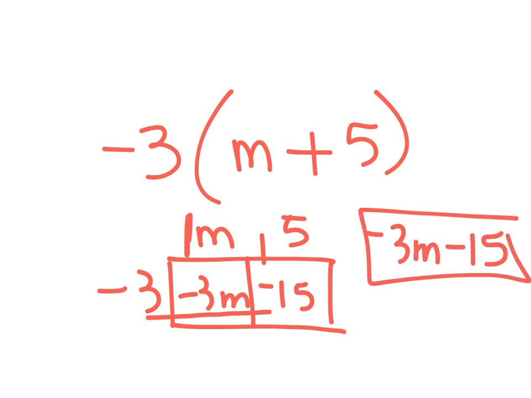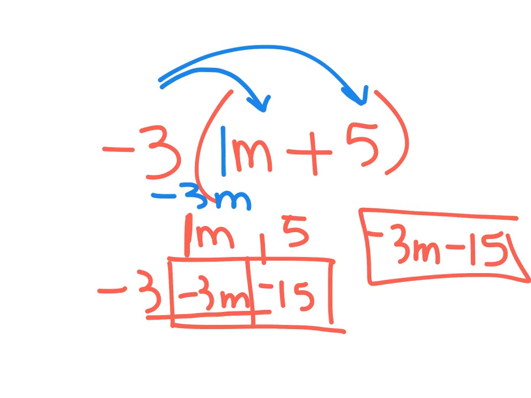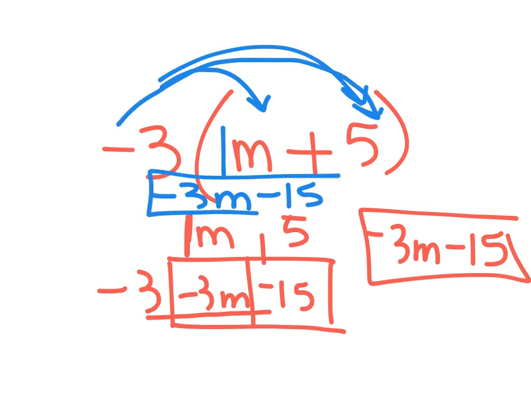Now, some of you actually like to do the distributive property in a different way, and that's fine. So remember, what the distributive property means is we're going to give this number to this number here and this number here. And the answer ends up being the same. -3 times 1m is -3m. And then -3 times +5 is minus 15. So there's our answer in 2 different ways.